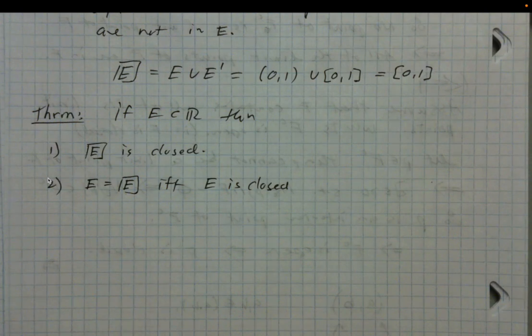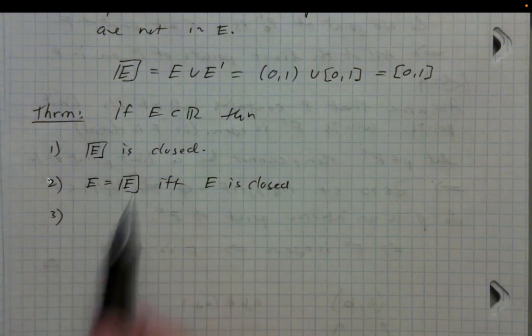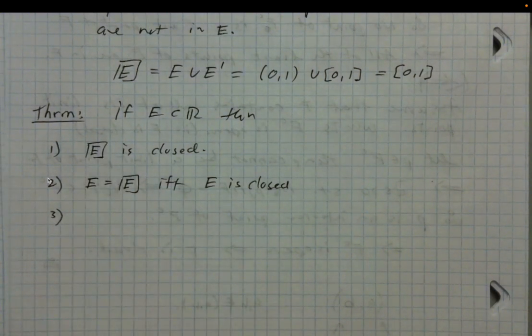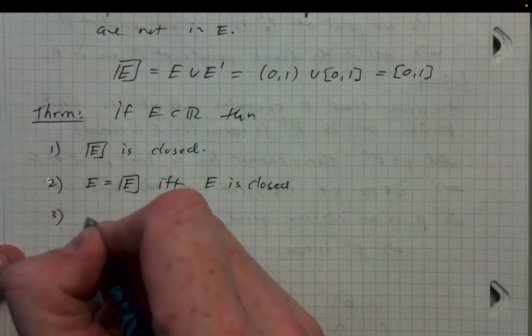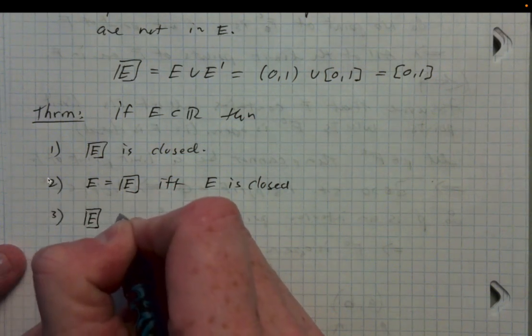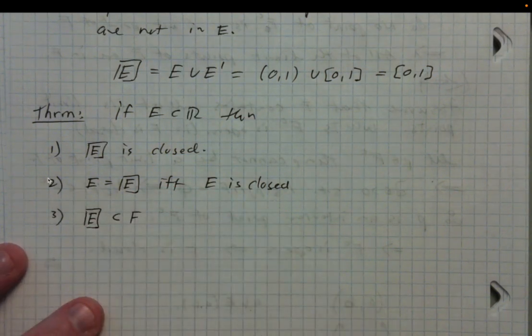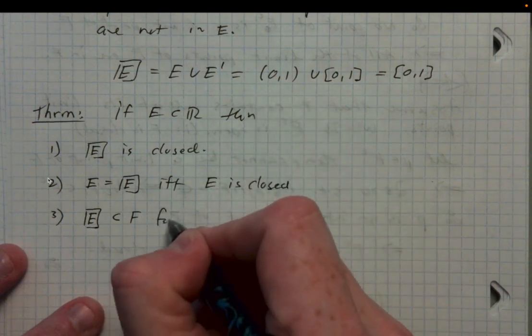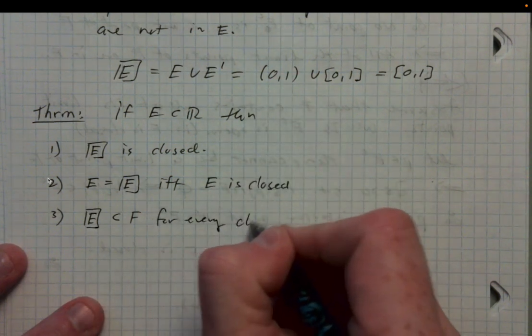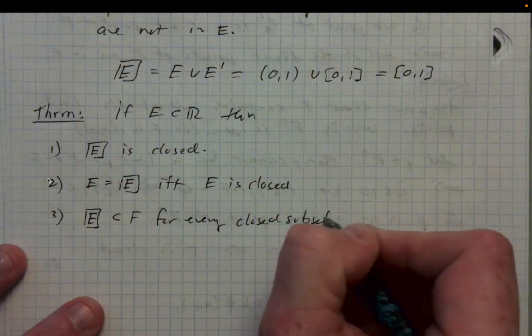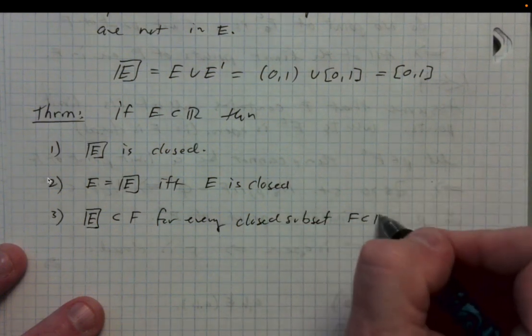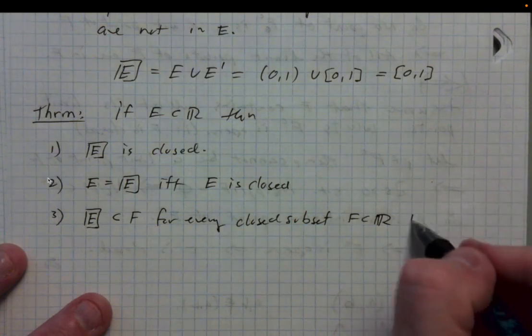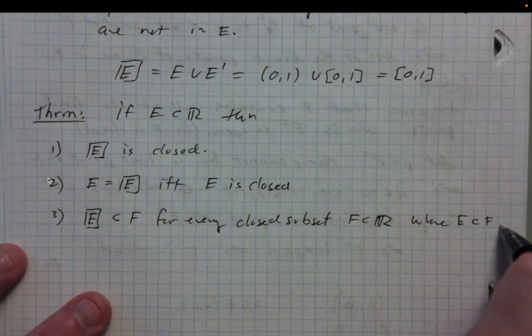Okay. I mean, these are intuitively obvious. How you would rigorously prove them may not be obvious, right? But on the surface, these connect with concepts we've seen throughout this lecture that make it seem like these aren't hard to believe, right? And then the third one says that the closure of E is contained in F for every closed subset F of R where E is contained in F.